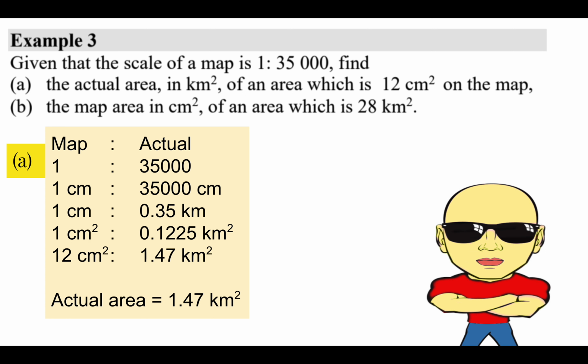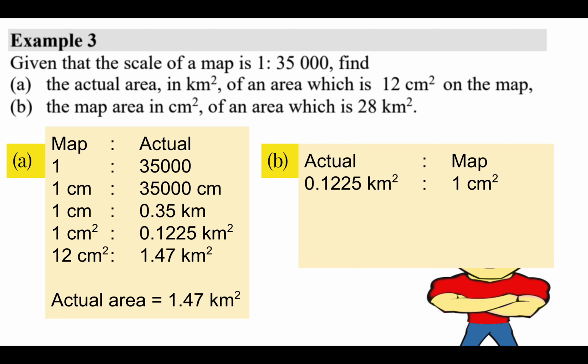Now the same process can be done for part B, right? So part B, this time round, I'm going to just flip things around. And actual to map, we already have the comparison for area. So 0.1225 square kilometers is to 1 square centimeter, right? So if we want to get 28 square kilometers, we just go 28 divided by 0.1225 times 1. We have 228.57 square centimeters. Now this answer is not exact.